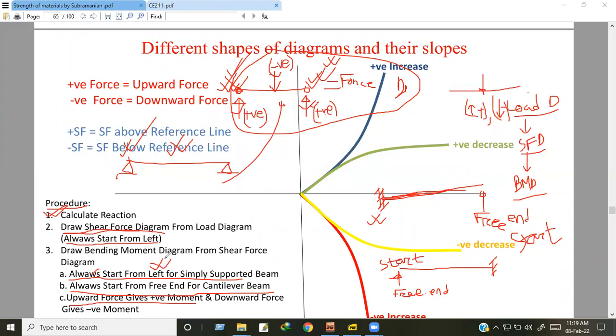We can also calculate from the right portion, but it is easier this way. For all types of beam we can start from the left side or the right side, but it gives an advantage. If I start from the left side, it gives an advantage, and if I start from the free end of a cantilever beam, that also gives an advantage, but we can calculate from the right portion or the left portion.